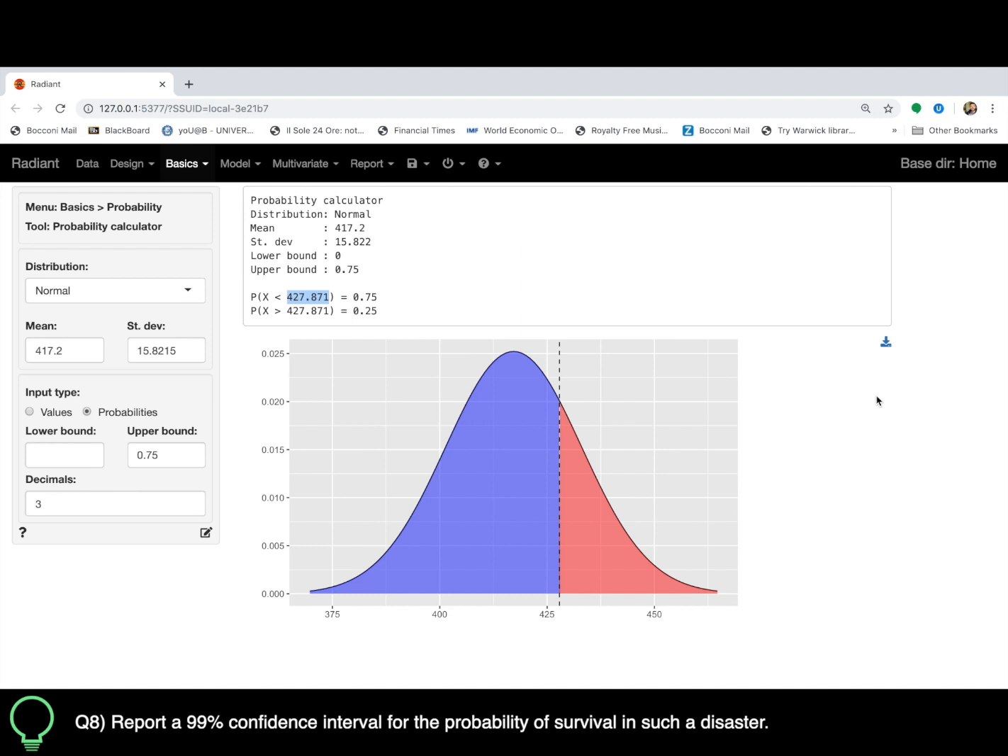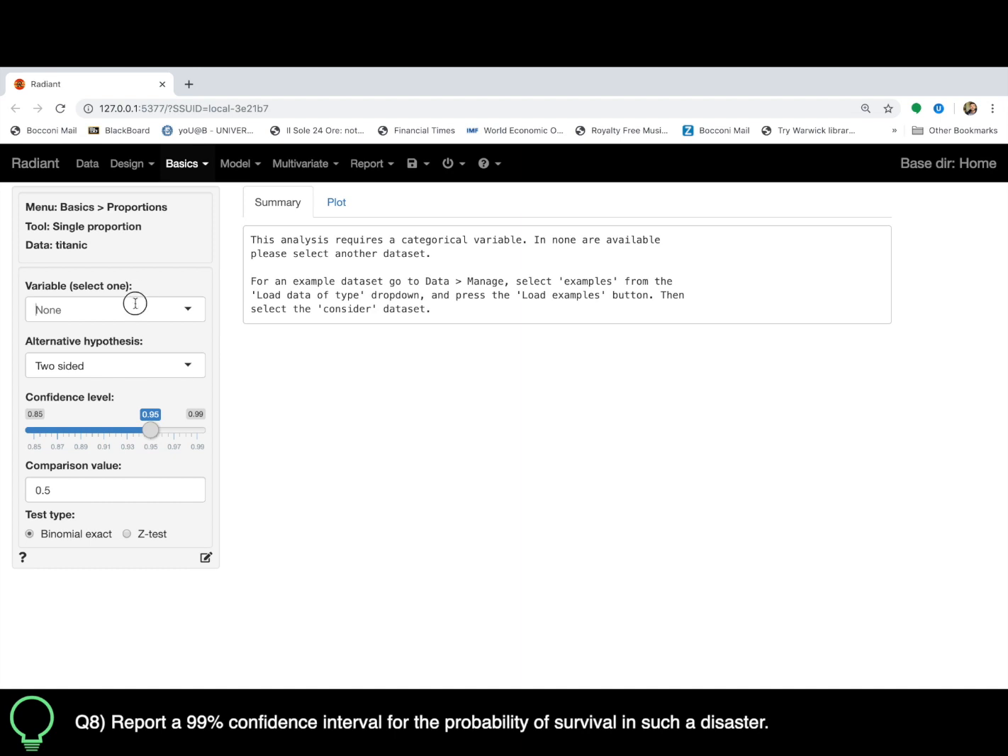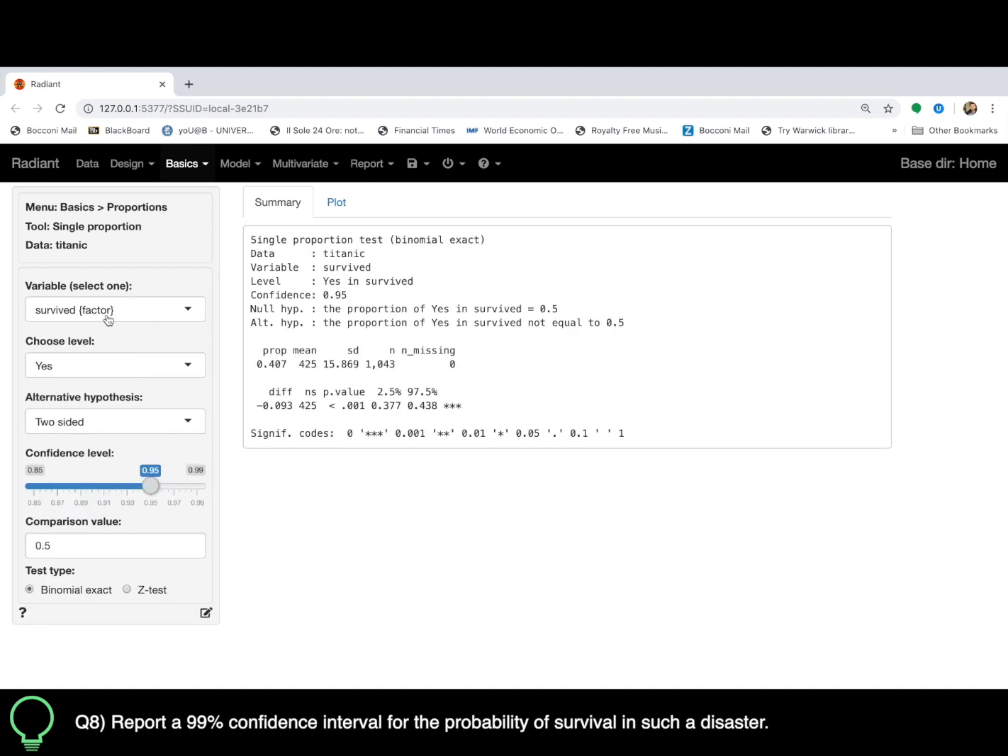Okay, so we can do this by estimating a single proportion. So in particular, we want to estimate the proportion of survivors. Choose the level, so we are either estimating the probability of survivors or not survivors, but we want to estimate the probability of survivors in this case. And this is it, really.